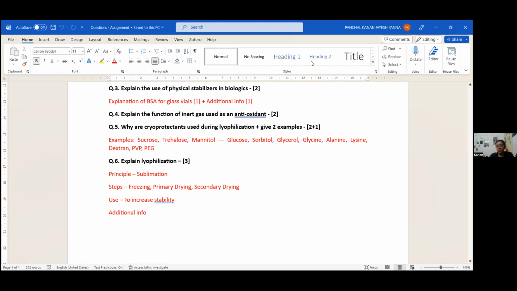Okay. So this was about the assignment. Anyone, any doubt? Hello. Ma'am, yeah, Chaitanya. In the case of the inert gases question, what exactly do we have to explain? For example, if nitrogen is used, then what was expected in the answer?